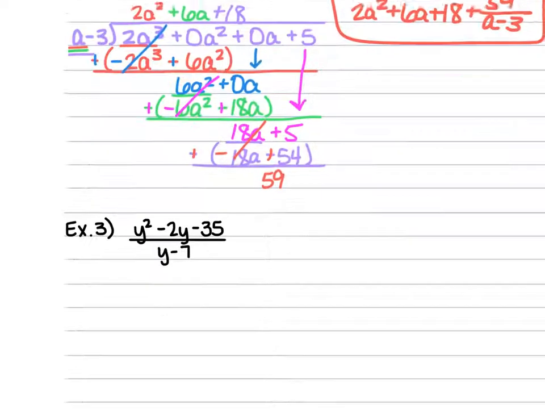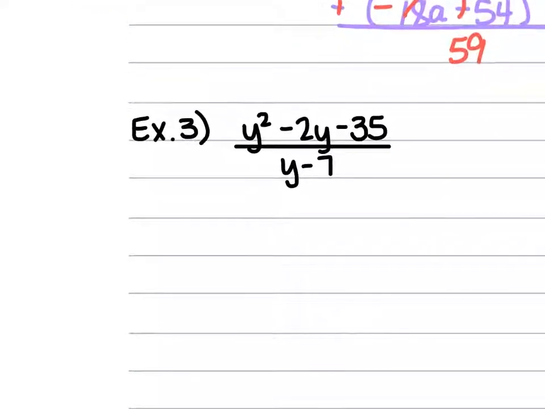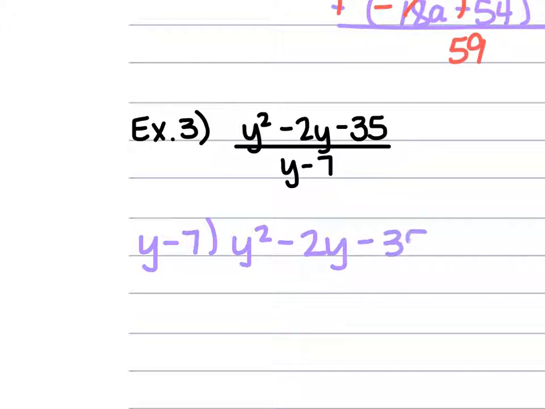For example 3, we have y squared minus 2y minus 35 divided by y minus 7. So that y minus 7 is going to go on the outside. The y squared minus 2y minus 35 will go on the inside. You realize that we have all of our exponents represented, so we can just write that polynomial underneath the division house. So I'm going to start off with y times what is y squared. That gives me a y. I'm going to multiply that by y minus 7. That gives me y squared minus 7y.